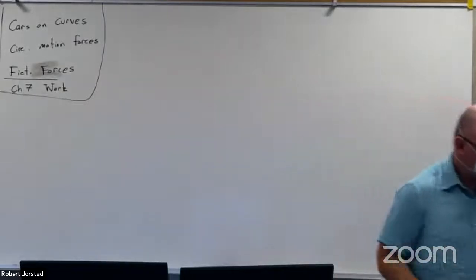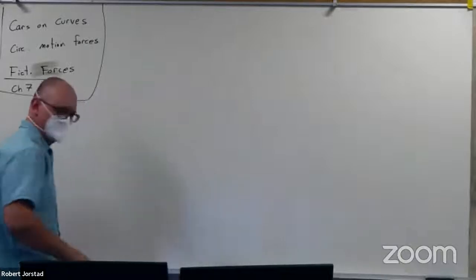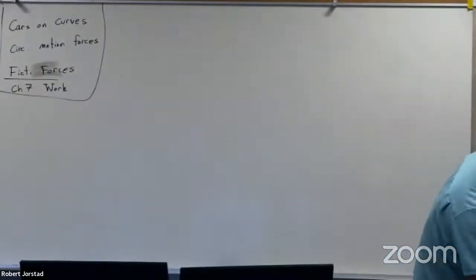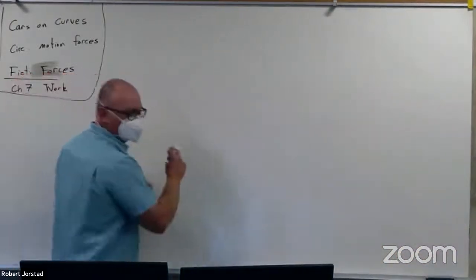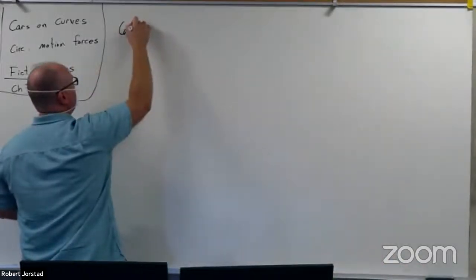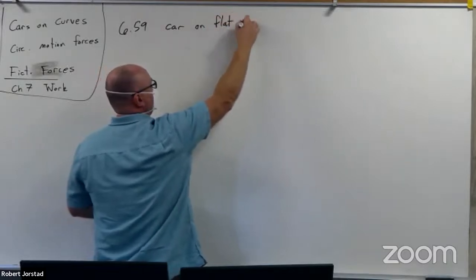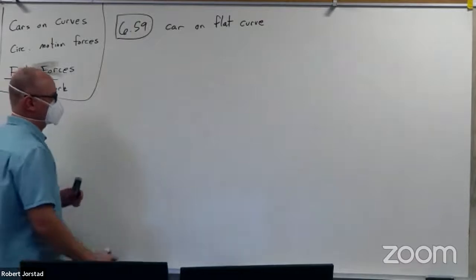All right. So now, hopefully this problem will make more sense. Imagine you're a civil engineer and you want to understand roadways, right? This is going to be helpful to you. What problem is this? 659. Car on a flat curb.